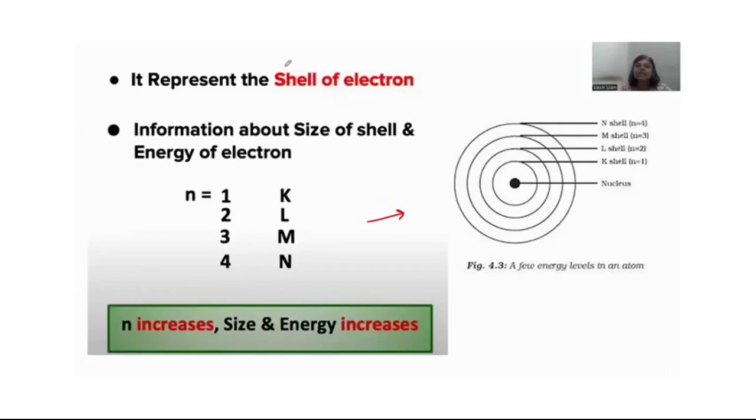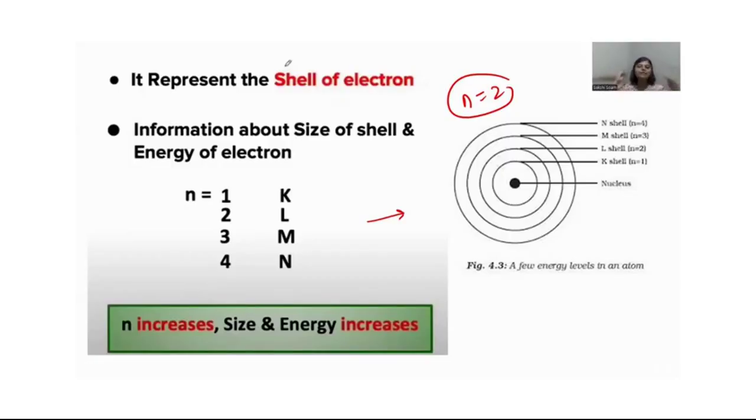It represents the shell in which the electron is present. Like, in 11th class, you have studied about K, L, M, N shells, right? So n equal to 1 means we are in the K shell. If n is equal to 2, we are in the L shell. n equal to 3 means the third shell. n equal to 4 means the fourth shell, which is the N shell. It represents a shell number. For example, if n is equal to 2, this tells me that my electron is in the second shell. It also gives information about the size of the shell and the energy.